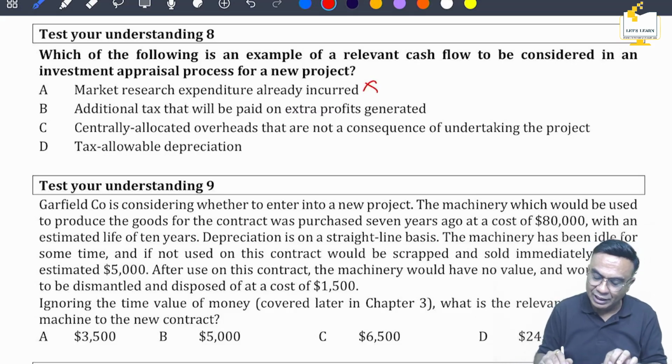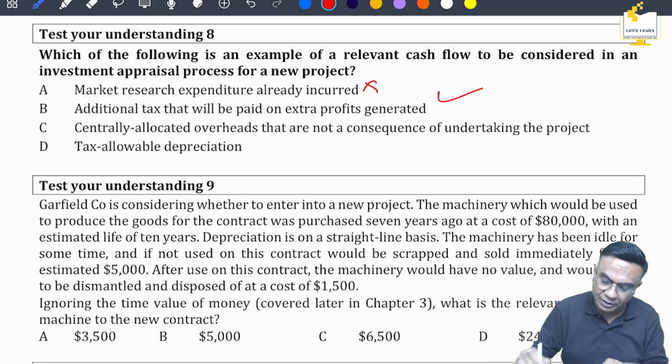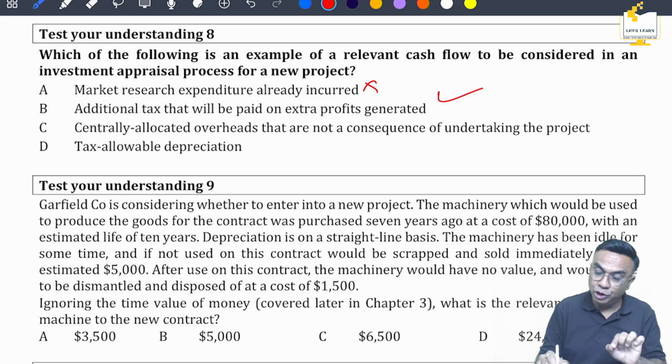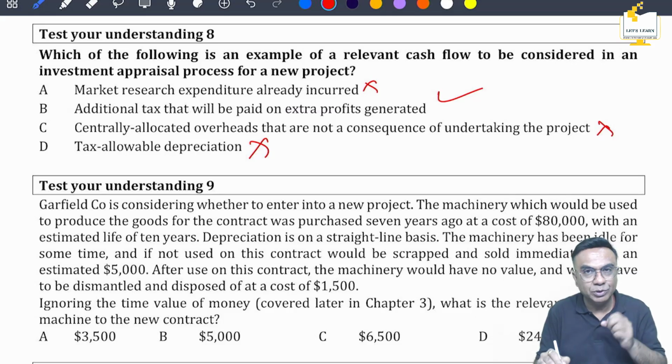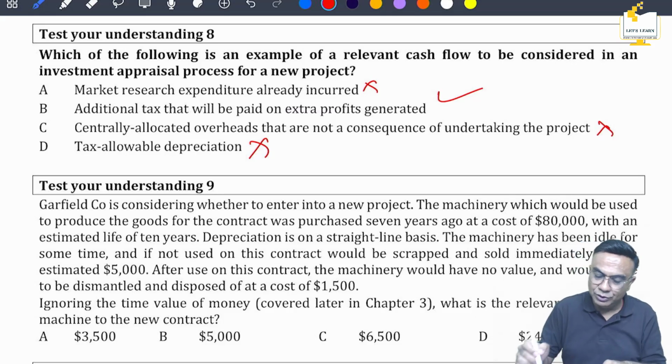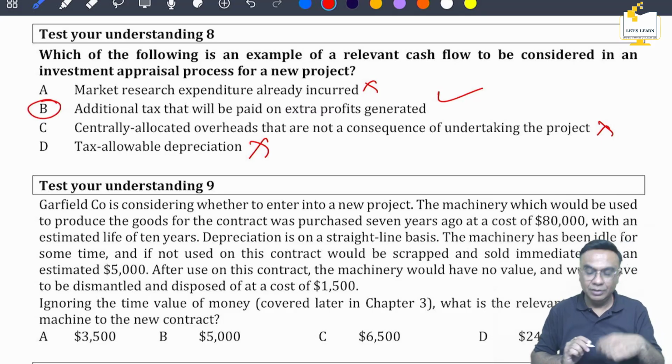B, additional tax that will be paid on extra profit generated. Yes. So you generate additional profit and on that you have to pay tax. So this appears to be relevant. C, centrally allocated overheads that are not a consequence of this project, this is not going to be incurred. Irrelevant. D, tax allowable depreciation is anyway a non-cash item. So depreciation is a non-cash figure. So additional tax, B, is relevant. Let's go to the next one.